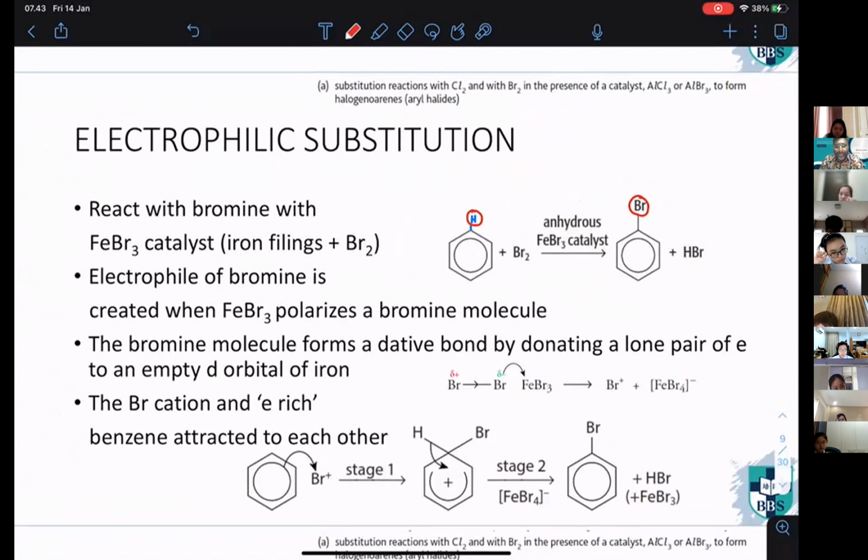Remember, I told you I will update the notes based on the new syllabus. This one, I put it as FeBr3 and so on. I'll still use that because that appears in your textbook. But this is very, very important, please take note. I have actually taken from the syllabus over here. Substitution reactions with Cl2 and Br2 happen in the presence of a catalyst.